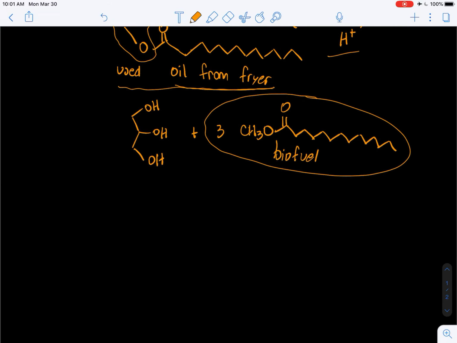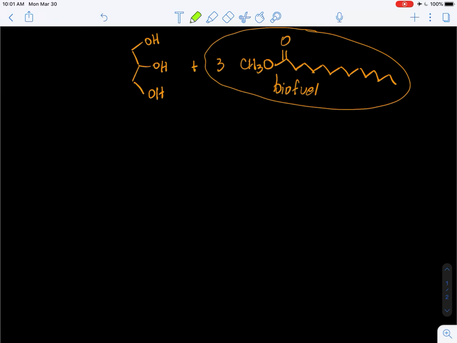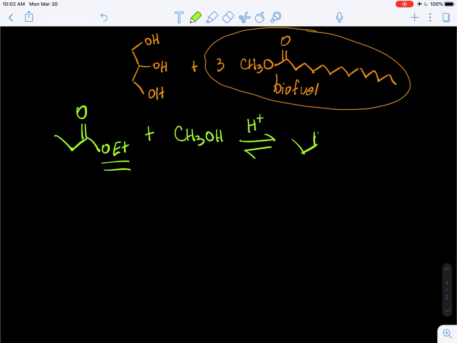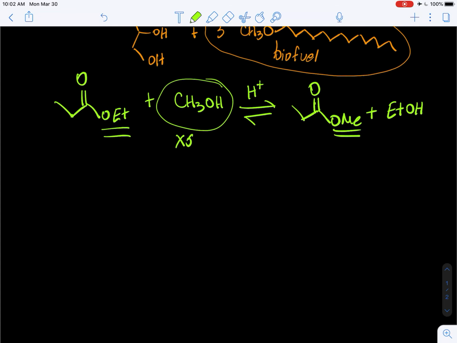Okay. Now the transesterification process looks like this. You have an ester that contains one type of alcohol, and you're adding a different type of alcohol to this, and you're adding an acid catalyst like sulfuric acid or toluenesulfonic acid, and you're going to make a different ester with a different alcohol component. So of course this is going to be driven by Le Chatelier's principle. So if you add a large excess of this, it will drive the equilibrium to the right.